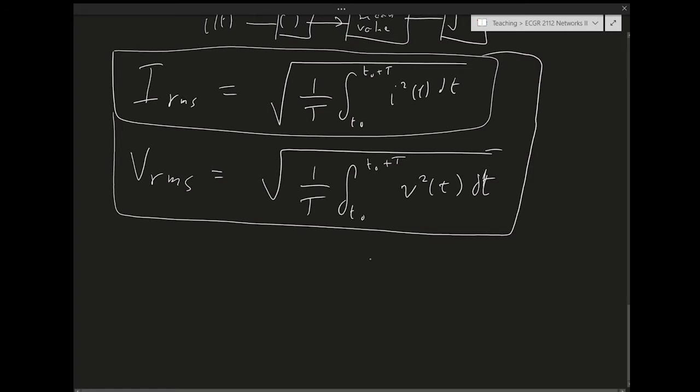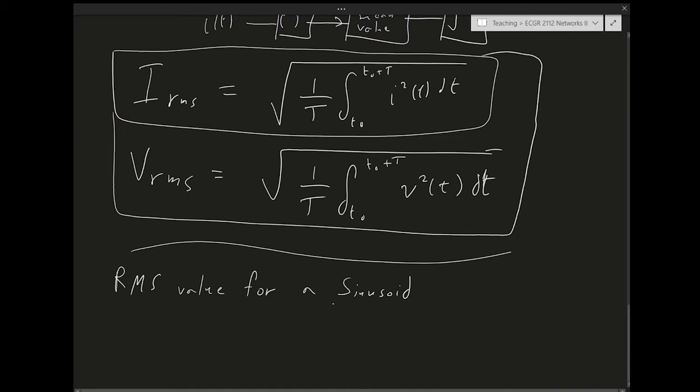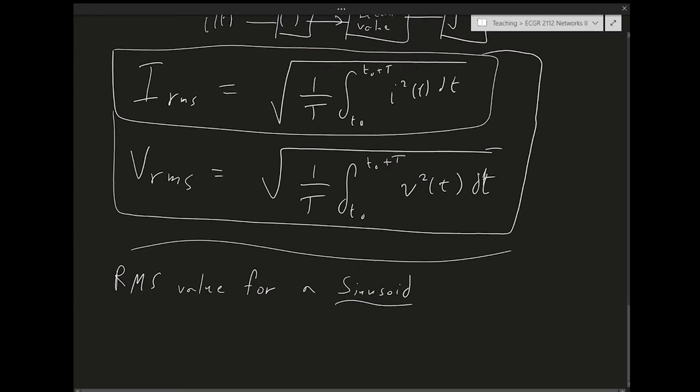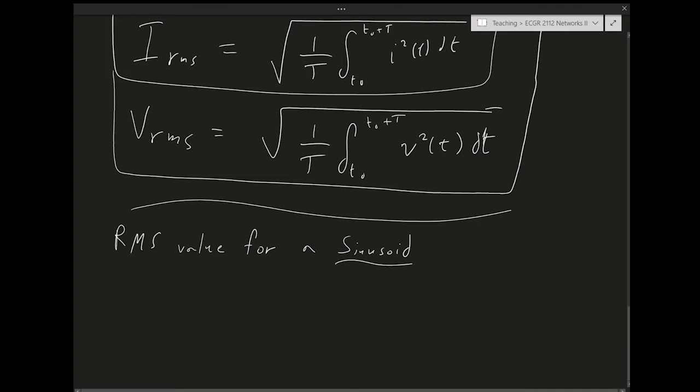Now, what's the RMS value for a sinusoid? Right, a sinusoid is the periodic waveform of interest, because it is the basis of AC analysis. We could do the effective value for other kinds of periodic waveforms, but the major one that we are basing all of AC analysis on is the sinusoid. So what's the RMS value for a sinusoid? Let's stick with the current case. For the voltage, it will be the same thing.